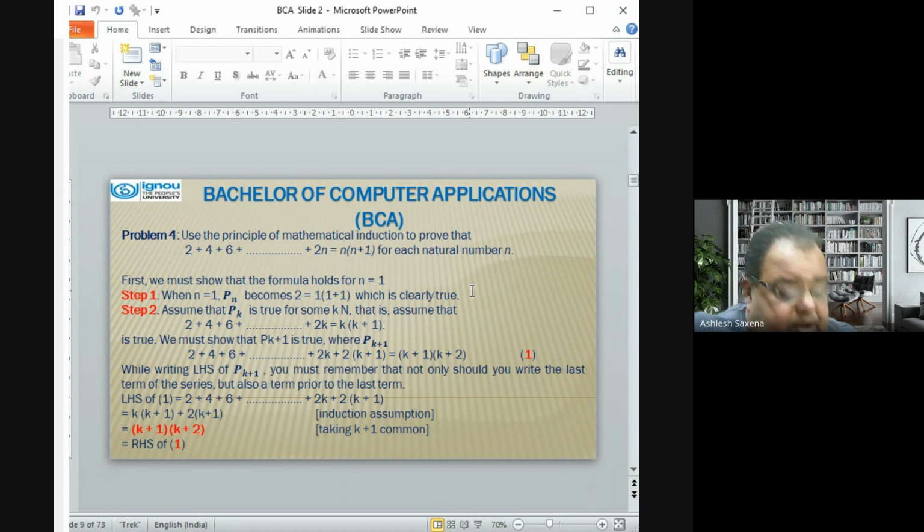Step number 2, replace n by k. What will change? Only this n will be replaced by k and this n will be replaced by k. So you will get 2 plus 4 plus 6 till 2k, which is equal to k into k plus 1. Now, you have to write that. That is correct.